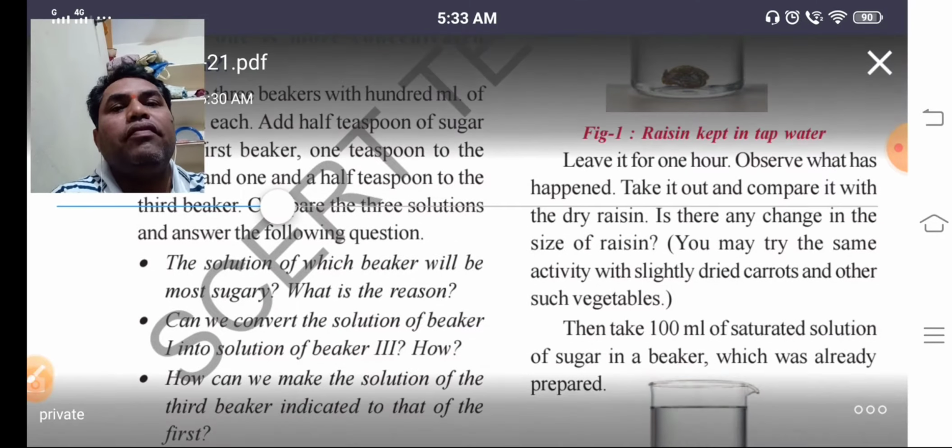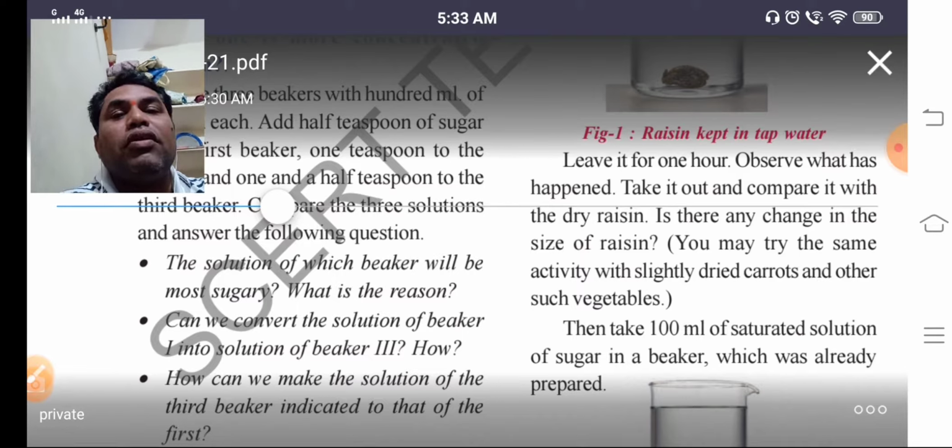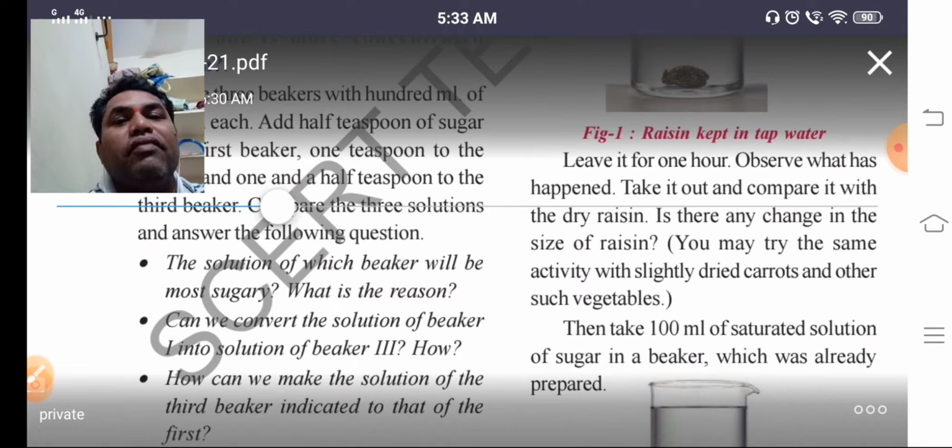So the solution of which beaker will have more sugar? What is the reason? The third beaker has the more concentrated sugar solution, because we added more sugar than the water. Can we convert the solution of beaker 1 into the solution of the third beaker? Yes, we can easily convert it by adding more and more sugar from the first beaker to the third beaker.